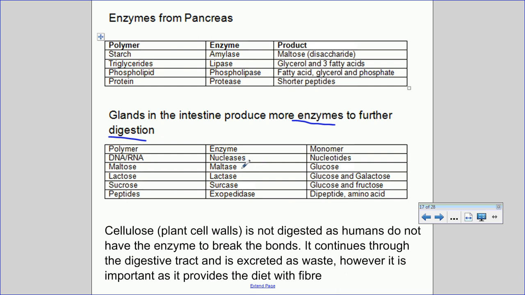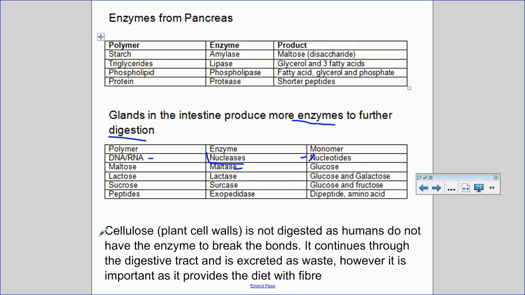So you'll have maltase that will break down the maltose into glucose. You'll have exopeptidases that will break down shorter peptides into dipeptides and amino acids. You can have nucleases that will break down DNA and RNA into nucleotides before they get absorbed.